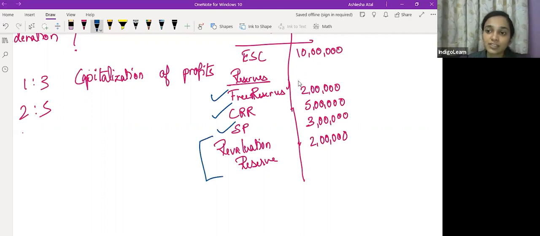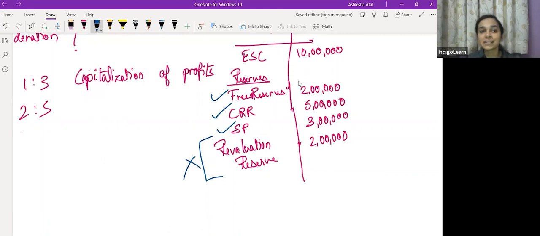Now revaluation reserve, let me tell you, say asset का revalue होता है, amount बढ़ गया, and revaluation of asset की वजह से जो reserve create होता है, that is the revaluation reserve. So can the company use this revaluation reserve for issue of bonus shares? No, ma'am. No, it cannot use.